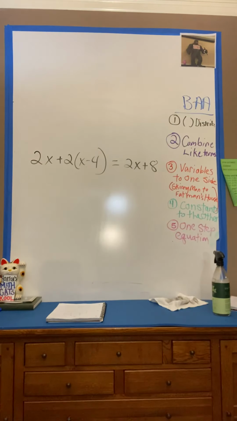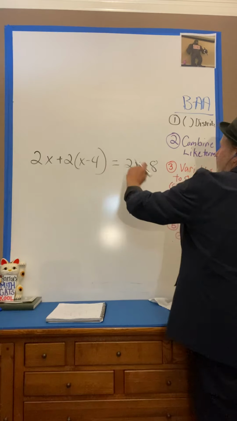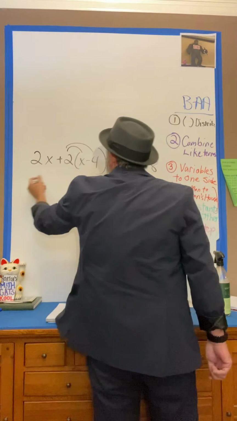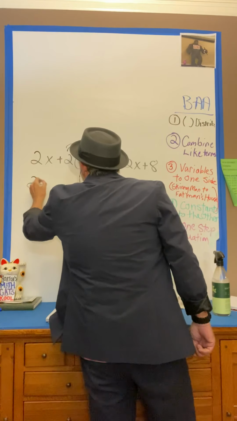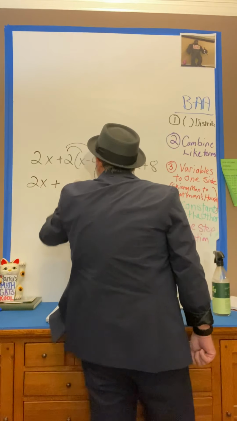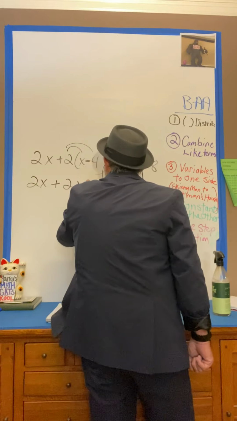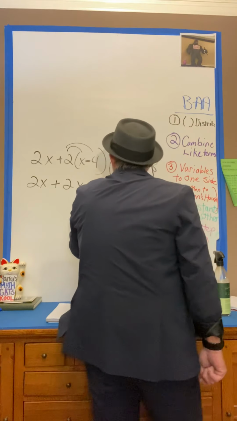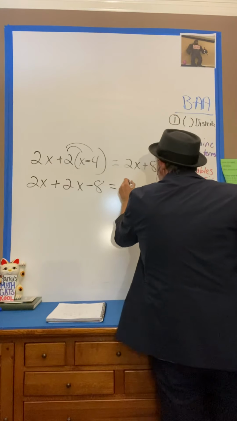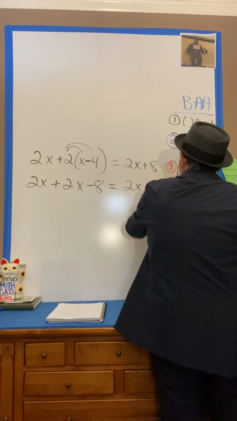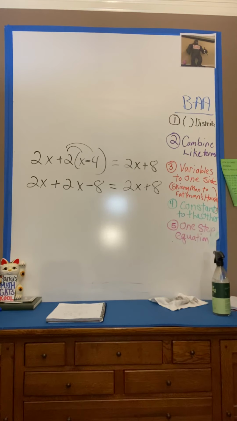All right? So here's how it works. Step 1, do I have any parentheses that I can distribute? Yes, I do. It's right here. I get 2x plus 2 times x is 2x, 2 times negative 4 is negative 8, equals 2x plus 8. Good so far. We've taken care of our distributive property.